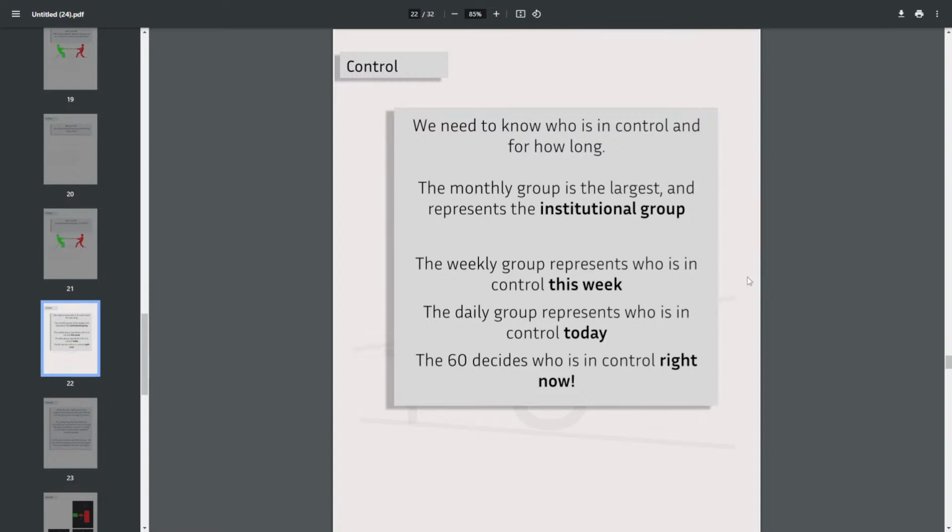And then control. We want to know who is in control and for how long, because we know price is an aggregation where it opens at a specific time and a specific price, and then it closes at a specific time and price. That tells us how long that group can be in control for. So since the monthly group is the largest, it represents the institutional group, because the institutional group is going to be making trades on a longer time frame basis. So if they're going in and they're like, I need to buy 100 million shares this month, that'll show up on the monthly chart and you'll see a bright green candle. On a weekly, your weekly group tells you who's in control this week. And then your daily group tells you who's in control today.